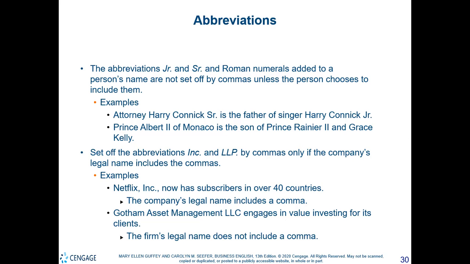Examples: Attorney Harry Connick Sr. is the father of the singer Harry Connick Jr. Prince Albert II of Monaco is the son of Prince Rainier III and Grace Kelly. Set off abbreviations Inc. and LLP by commas only if the company's legal name includes the commas.